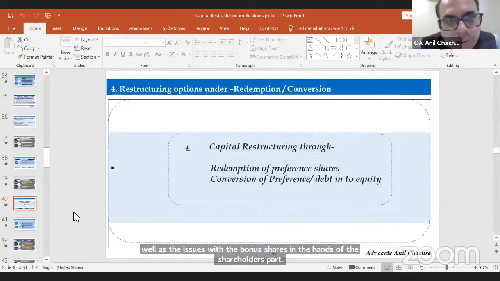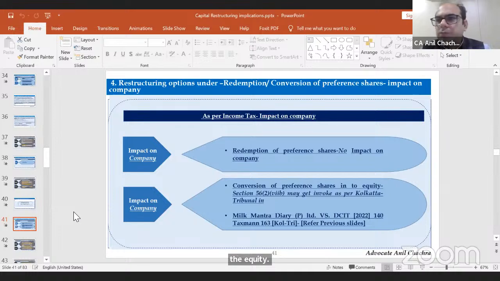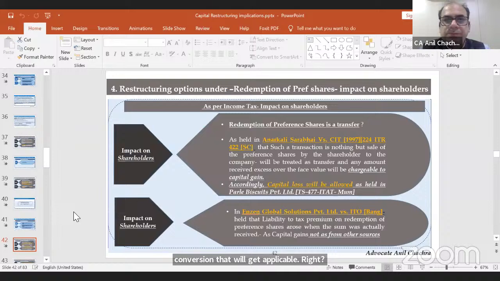The fourth part is the restructuring option under the redemption or the conversion side, right? Redemption of preference shares, as far as the company is concerned, has no impact, right? No impact on the redemption of the preference shares. Conversion of the preference shares into equity: whether there are any implications, the answer would be no. But yes, there is the one judgment which we discussed in the previous slide, in the Milk Dairy case, which says that at the time of the conversion, that will become applicable, right? Otherwise, there is no implication on the redemption part.